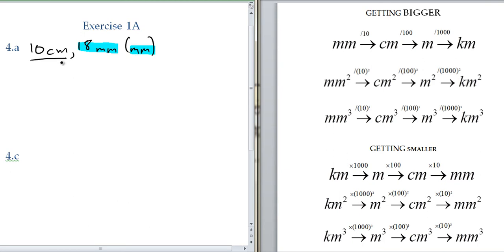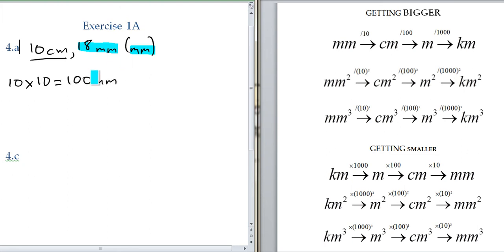Well, to convert from centimeters to millimeters, we're getting a smaller unit, so we're getting smaller. And from centimeters to millimeters, it's times 10. So 10 centimeters is the same as 10 times 10, which gives us 100 millimeters.